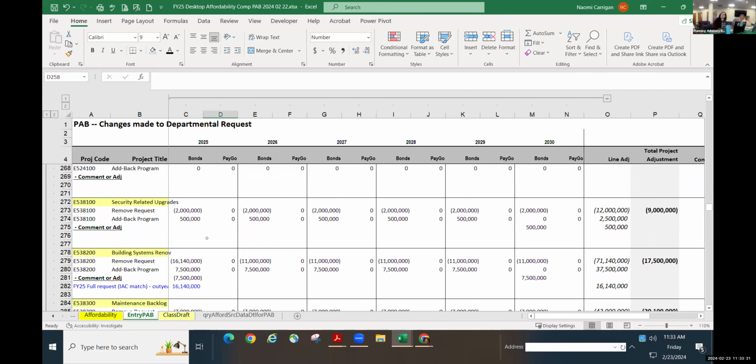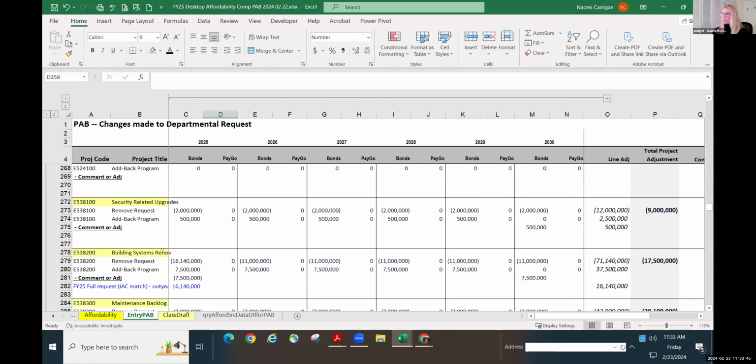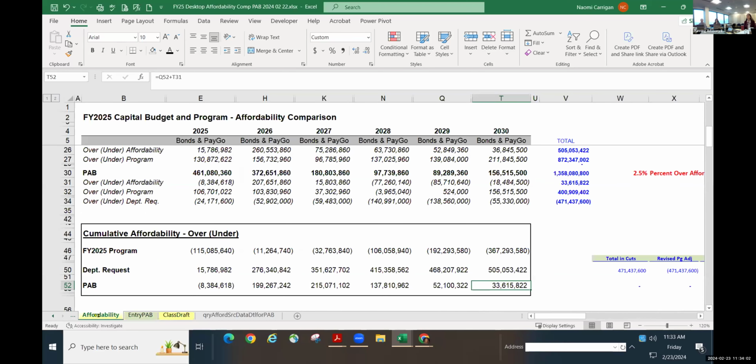Naomi, can you remind me, typically after these early deliberations, what percent over affordability do we end conversations at? I think one year, when Mr. Pesterfield was chair, it was like 2 to 3%. I think last year we were under affordability. But I think it's usually like 10 to 20 million. Yeah, we've tried to keep it under 2%.